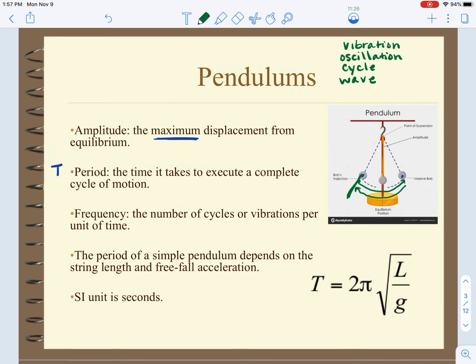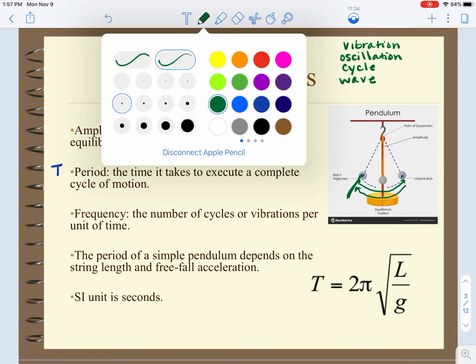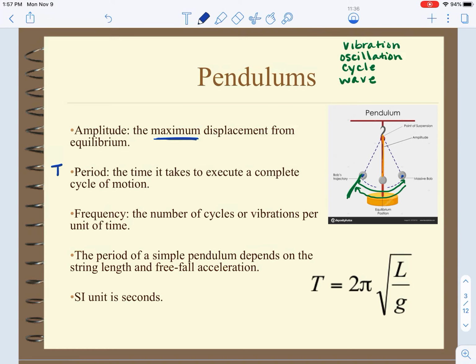That would be one complete wave cycle. And so now we would have the period. One time through its motion is all we're timing for the period. The frequency is going to represent the number of cycles or vibrations per unit of time. So we are going to use the lowercase f for our frequency, and we are going to be counting for only 1 second of time.